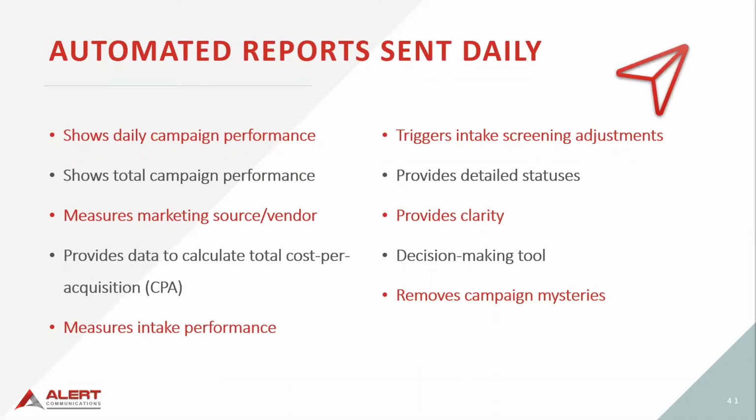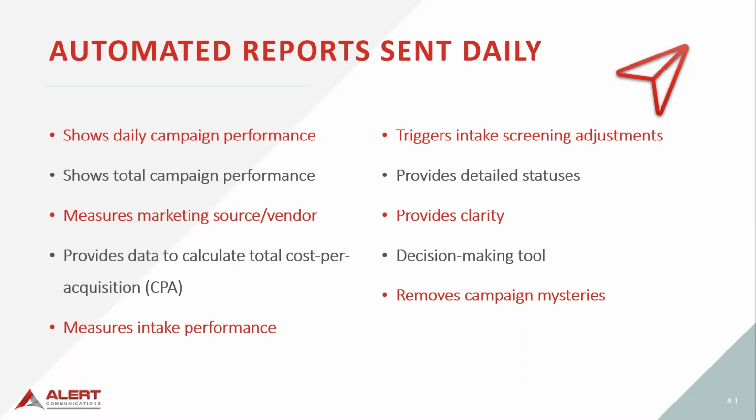Automated reports are also sent daily. This is actually critical, that you have reports. These reports show daily campaign performance. They show the total campaign performance and all the lead data. It measures marketing source and the vendor, meaning that if you're running 4 different vendors and you want to see how each one is doing and how many leads, let's say one marketing vendor is giving you 12 leads and you're converting 1, and one's giving you 6 leads and you're converting 1, but they cost the same, you obviously want to stick with the one that's 6 to 1 in ratio. That measures that.